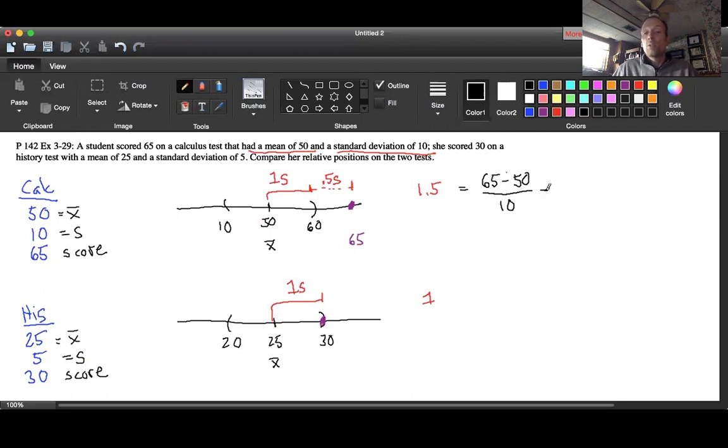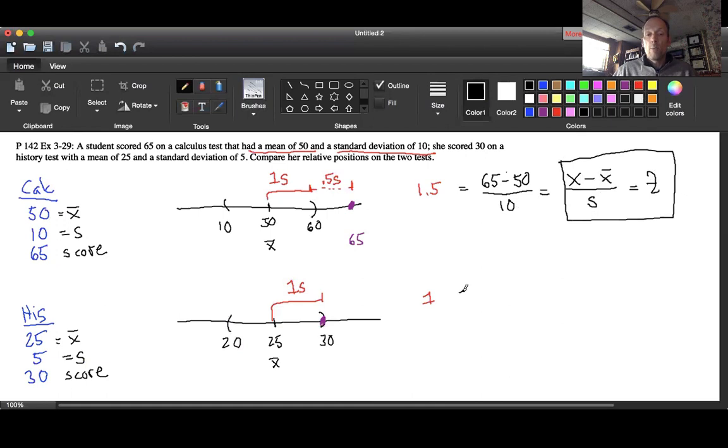So in terms of symbols, our 65 we're going to call X, because we could have done this for any given score. It didn't have to be 65. Our 50 is our X bar, and our standard deviation is S. So what we just did was use our Z formula and apply standardization. Now, we can do exactly the same thing for the history situation. So I'm going to move this up here, and let's go to history.